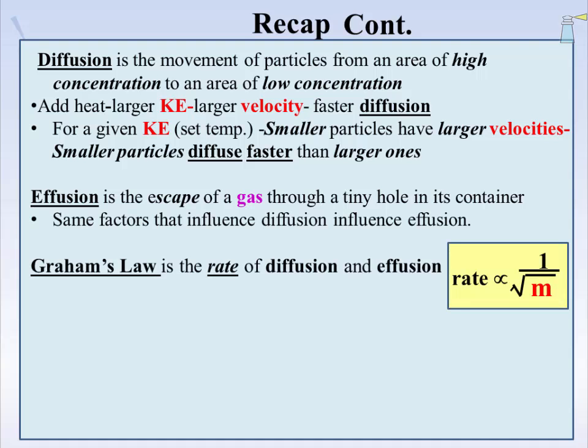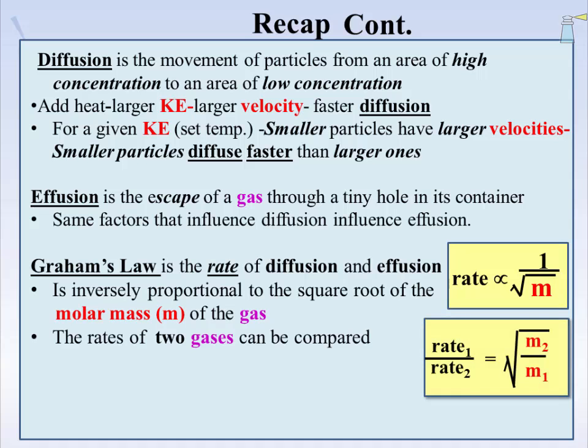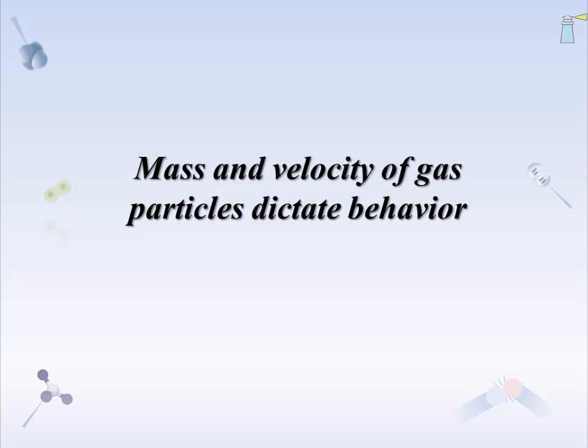Graham's law is a way to compare the rates of diffusion or effusion of gases. For any one gas, the rate is inversely proportional to the square root of the molar mass of the gas. For two gases, the rate of diffusion or effusion can be compared by the ratio of the individual rates, which is found with a comparison of molar masses and some math. And that completes our lecture. It is the mass and velocity of gas particles that dictate behavior.